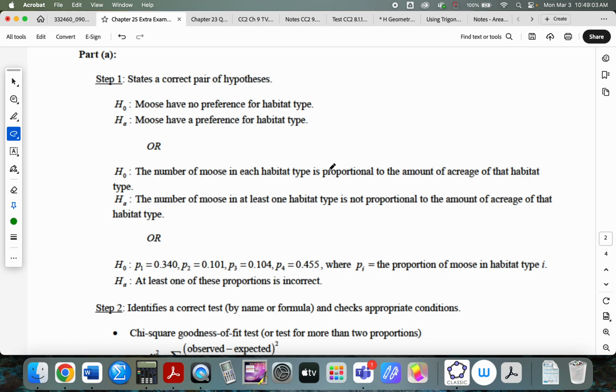So you could have just said for your hypotheses, your null could have been moose have no preference for habitat type. We kind of did the second one: the number of moose in each habitat type is proportional to the amount of acreage in that habitat type. And the alternative, the number of moose in at least one habitat type is not proportional to the amount of acreage in that habitat type. So is each step a point? It'll show that in just a second.